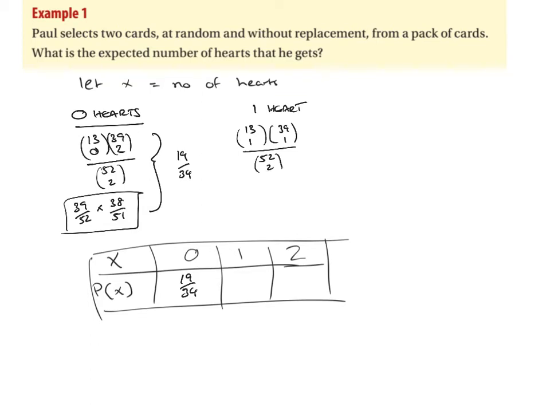Now for the other way of doing this, there's 2 different ways of doing this. So we could have 1 heart. So it's either going to be heart, not heart, or not heart, followed by a heart.